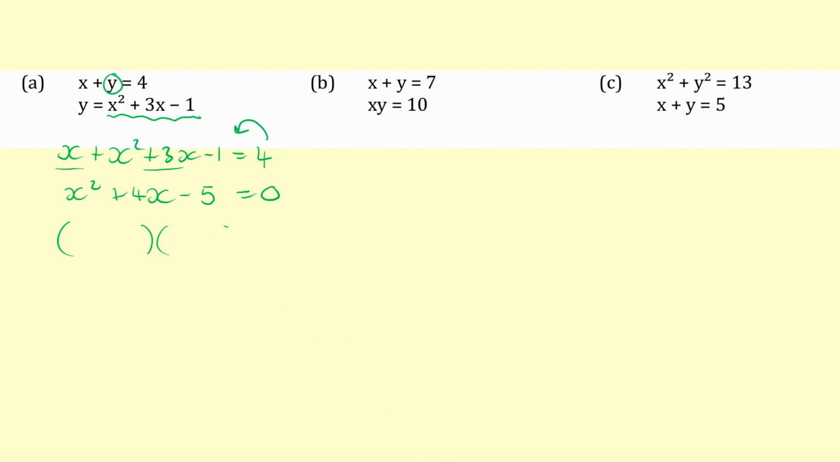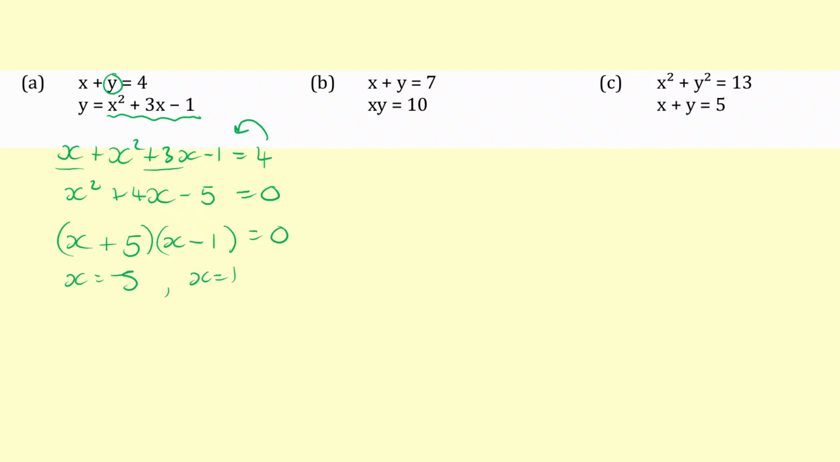So two numbers that multiply together to give negative 5, and add to give 4, well, that's going to be a plus 5 and a minus 1. Now, these ones are probably a bit nicer because they do factorise. So that means x equals negative 5 or x equals 1.